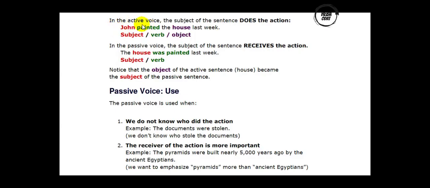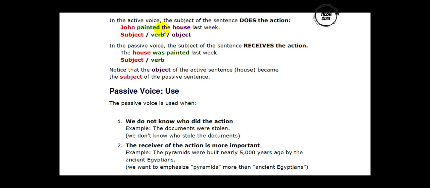Like we said, in the active voice, the subject of the sentence does the action, but in the passive voice, the subject of the sentence receives the action. Let's take a look. John painted the house. This is the order: subject, verb, object. What is the action? Painted. Who painted? John painted. What did John paint? John painted the house. So John is the subject, painted is the verb, and the object is the house, because the house received the action here, so this is why it is the object.